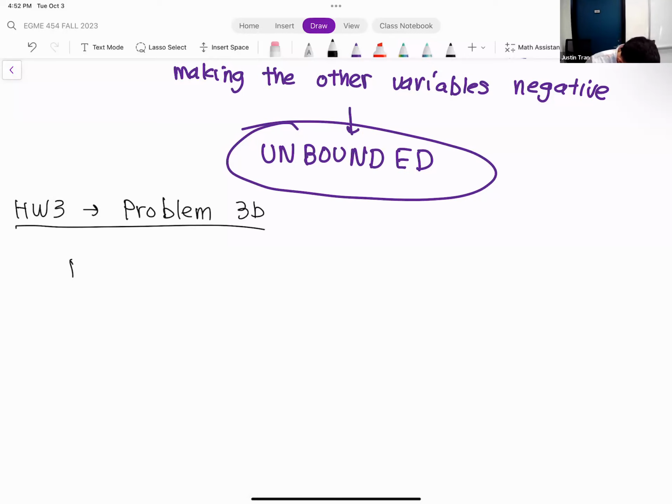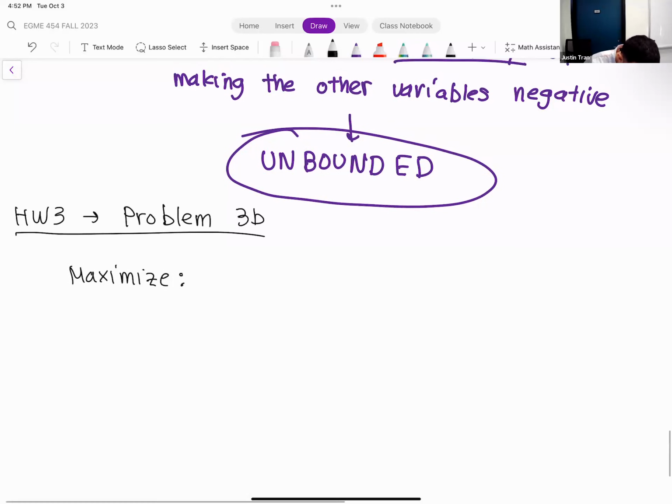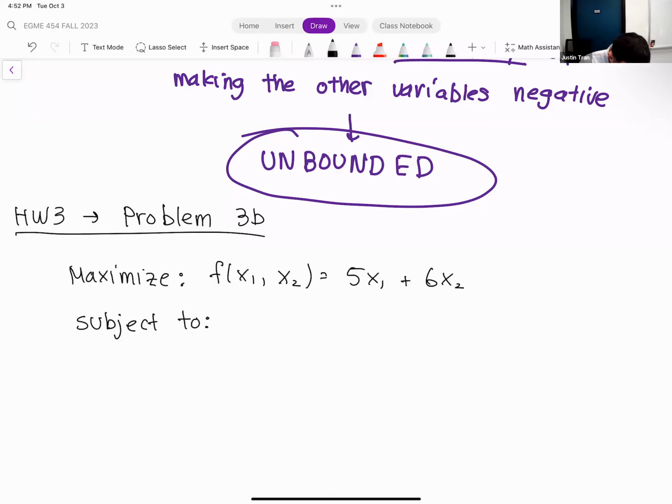All right, and so in this problem here, we want to maximize the following function. We have to maximize f of x1, x2 equals 5x1 plus 6x2. And we have two constraints here, so 2x1 minus 3x2 is greater than or equal to 4. x1 plus x2 is less than or equal to 2. Okay, and so this one should have one unique solution, granted I didn't make a mistake in my wording.